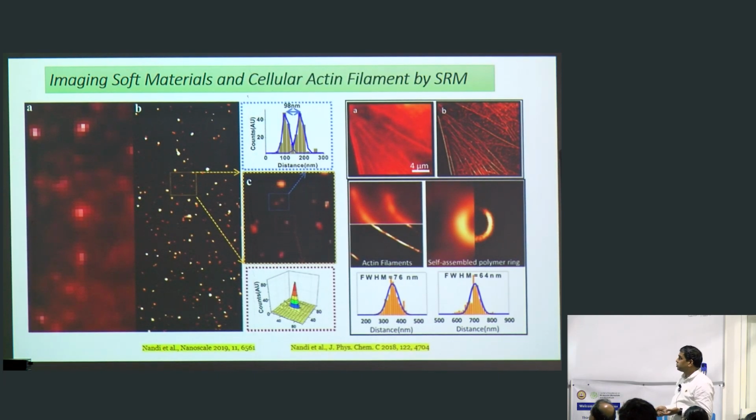And then finally we did the super resolution imaging of the actin filament. So this is the confocal and wide field image, and this is the super resolution image. You can see the structure is clearly visible up to 76 nanometer in the width of the C. elegans.